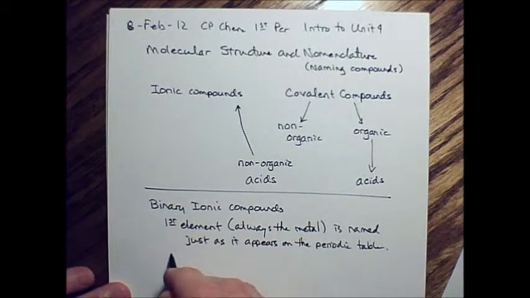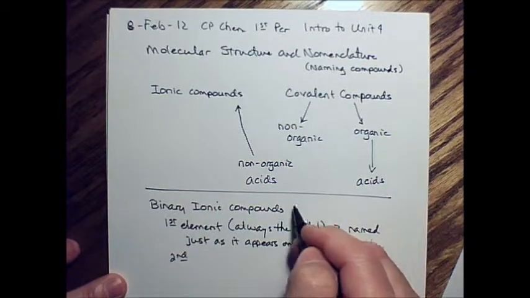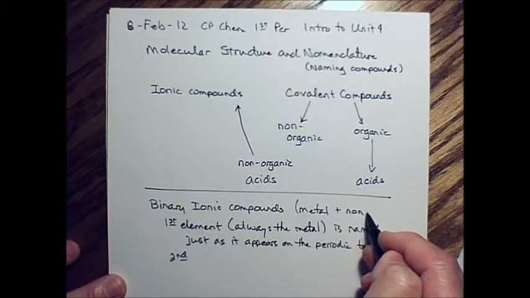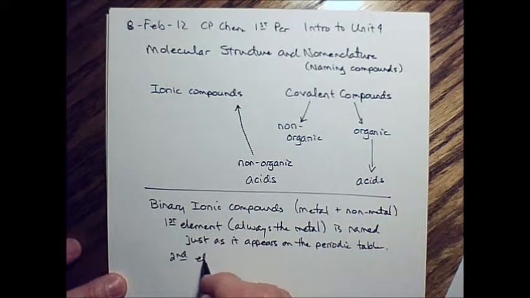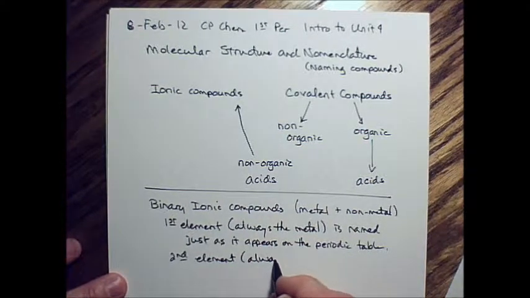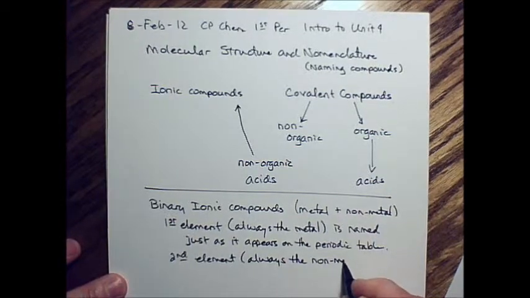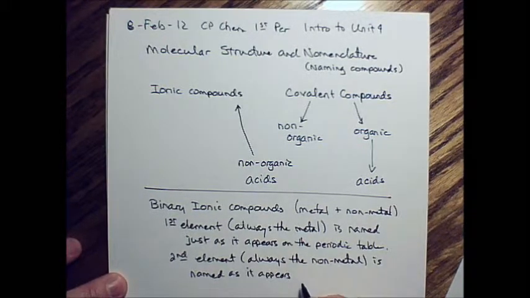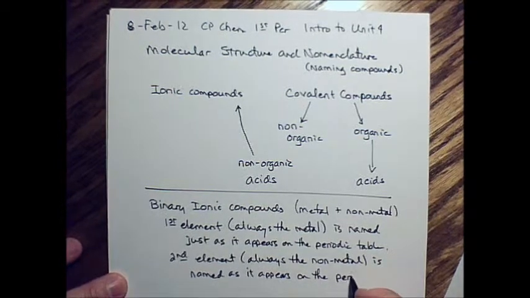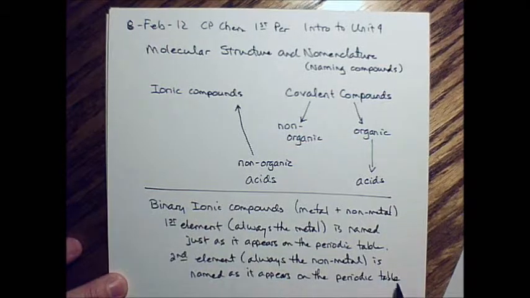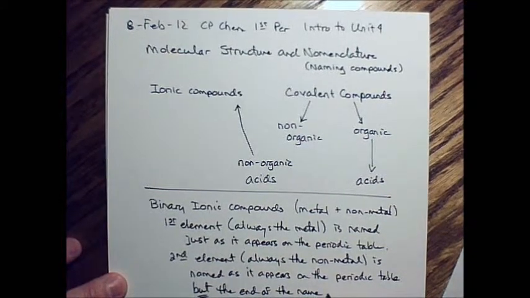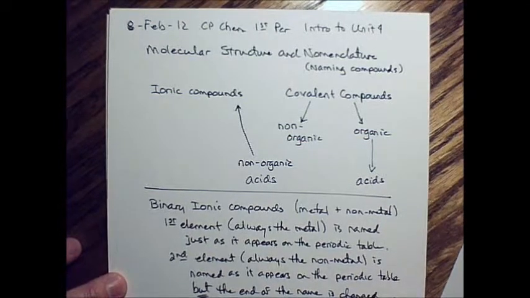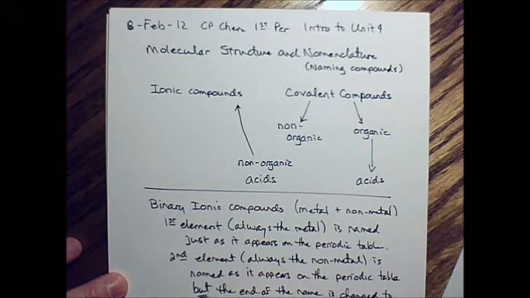All right. The second element in a binary ionic compound. It has to be a metal and a nonmetal here. The second element, always the nonmetal, is named as it appears on the periodic table, but the end of the name is changed to an IDE suffix.